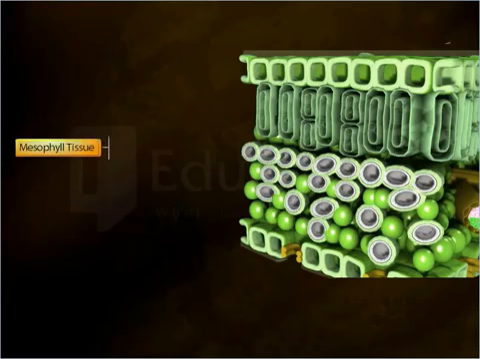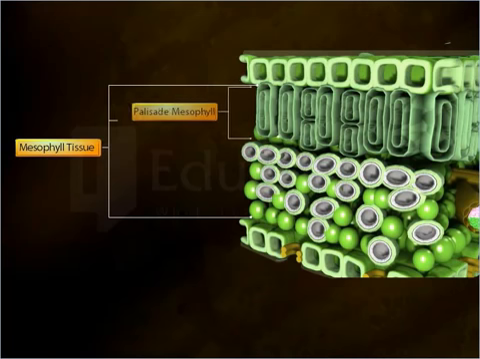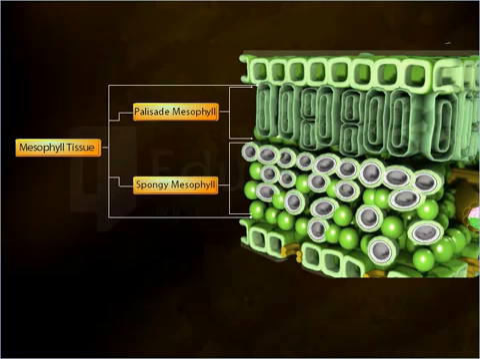The mesophyll tissue is an internal part of the leaf where the process of photosynthesis takes place. It consists of two layers: the palisade mesophyll, which is the upper layer, and the spongy mesophyll, which is the lower layer. Let's learn about palisade mesophyll first.